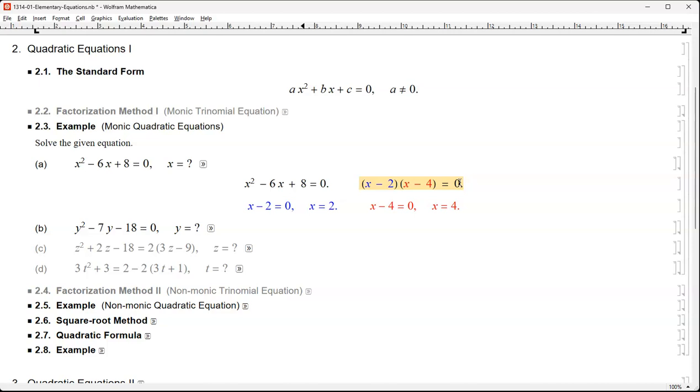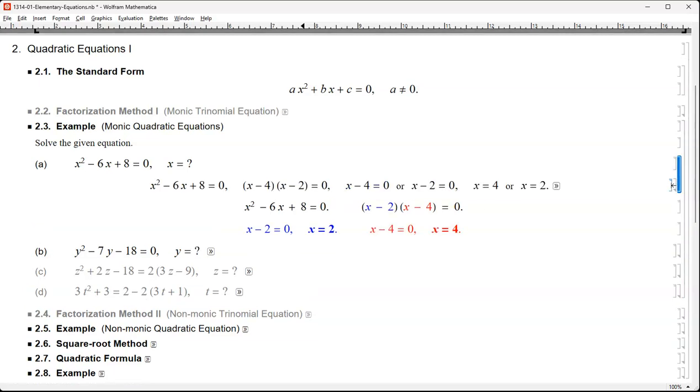Blue times red is equal to 0, and one of them has to be 0. Either blue is 0, in which case I have x is 2. If red is 0, I get x is 4. There's no way I'm going to get 0 by multiplying two non-zero numbers, so one of them has to be 0. Blue is 0, we get x is 2. Red is 0, we get x is 4. That's how you do those kind of problems here.